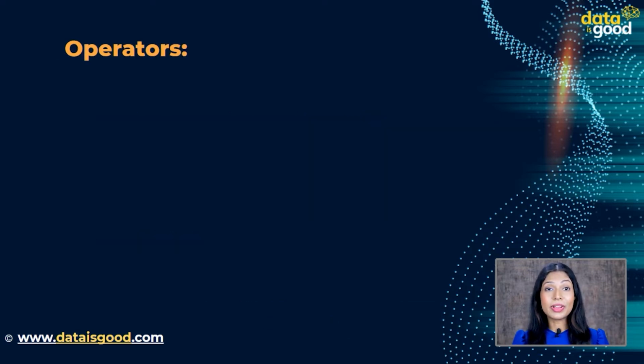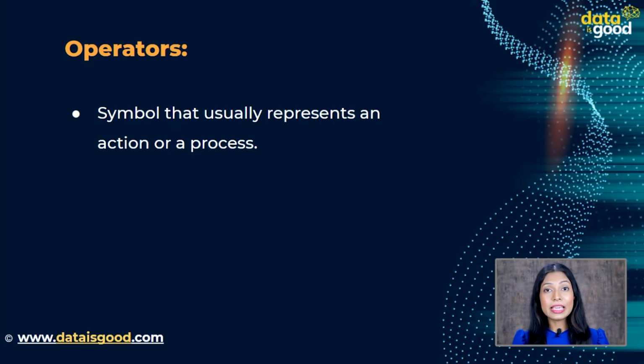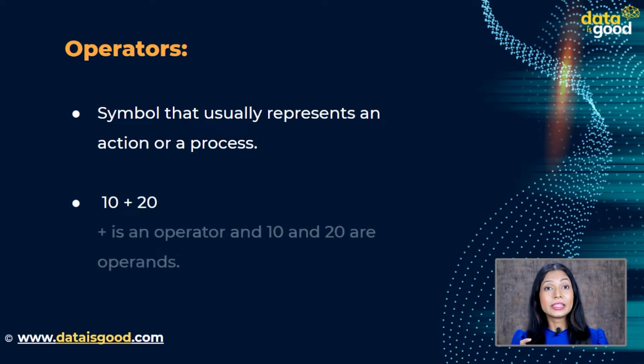So what are operators? Well, basically, an operator is a symbol that usually represents an action or a process. These symbols were adapted from mathematics and logic. It is really basic math. An operator is capable of manipulating a value or an operand. 10 plus 20: the plus sign is an operator and 10 and 20 are operands.